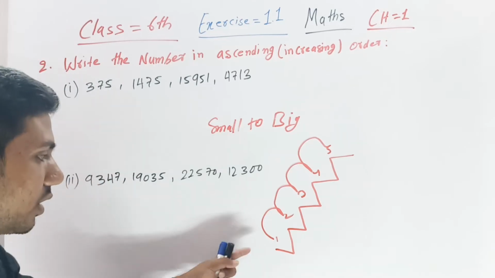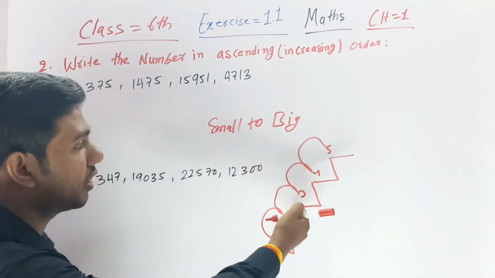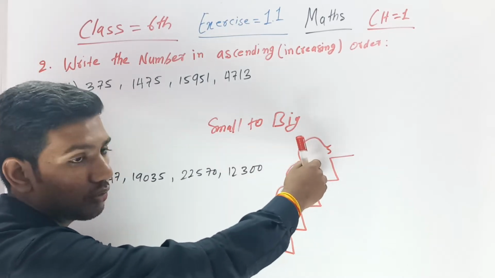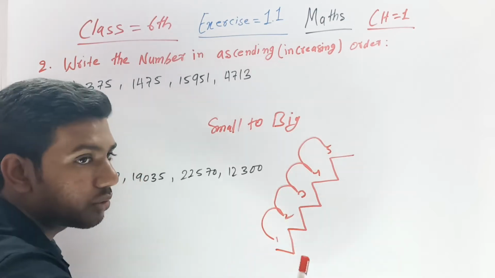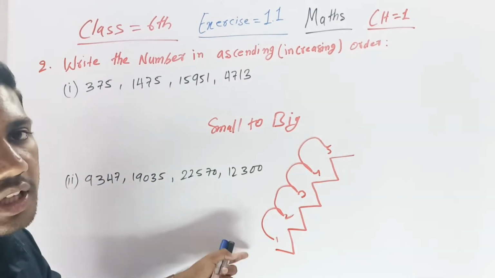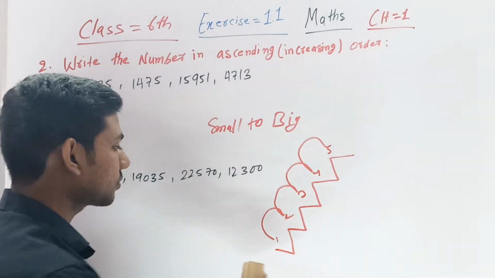So how is this? 1 is very small, then it goes up to 2, a bigger number. Then 2 is small compared to 3, 3 is small compared to 4, 4 is small compared to 5. So how is it going? Small to big. This is known as ascending order. When you go from small to big, it's known as ascending order. I hope you understand this ascending order.